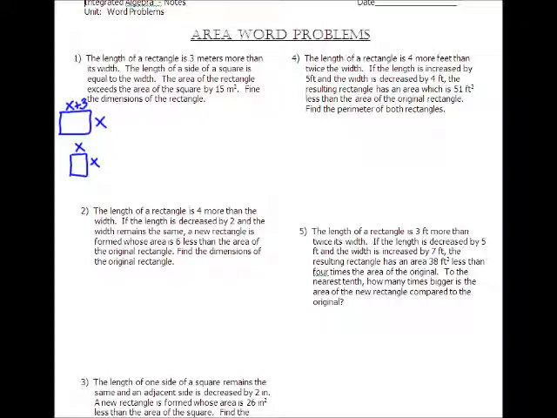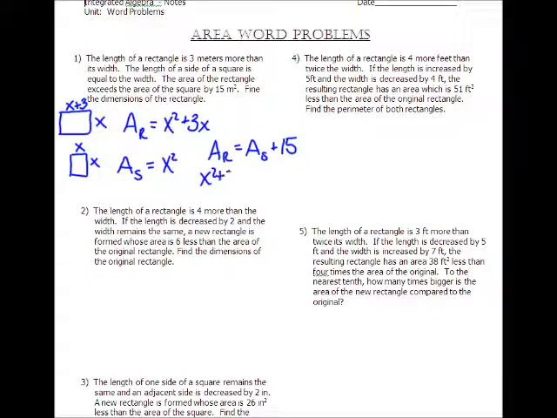Well, what is the area of the rectangle? It's x times the quantity x plus 3, so the area of the rectangle is x squared plus 3x. What is the area of the square? x squared. We know that the area of the rectangle exceeds the area of the square by 15. So the area of the rectangle is more than the area of the square. To set them equal, the area of the rectangle is the area of the square plus 15, right? So x squared plus 3x equals x squared plus 15.